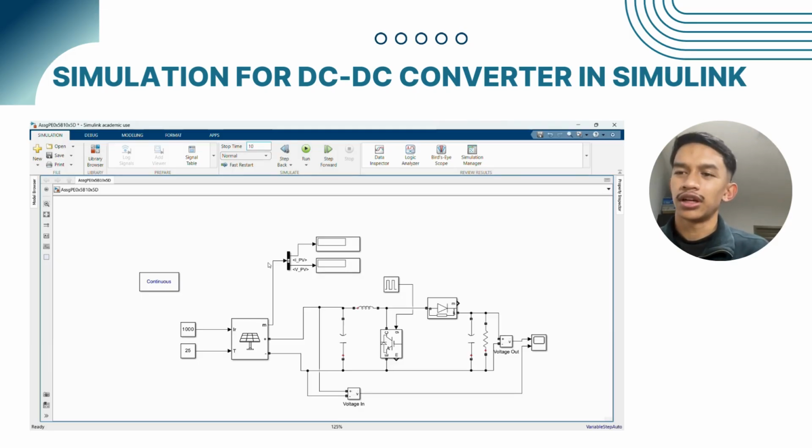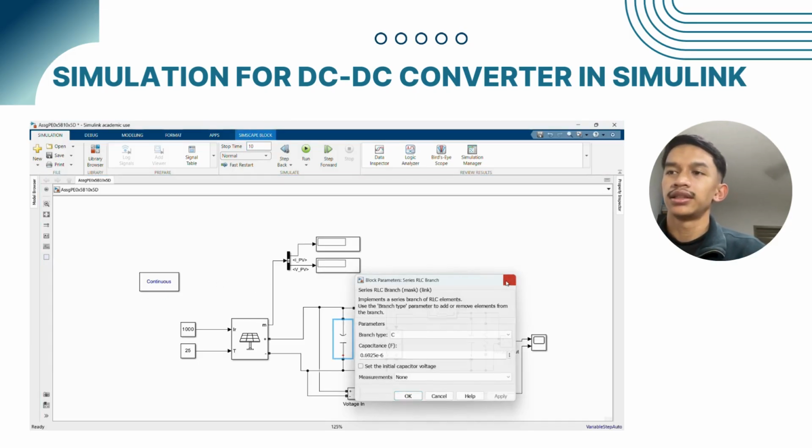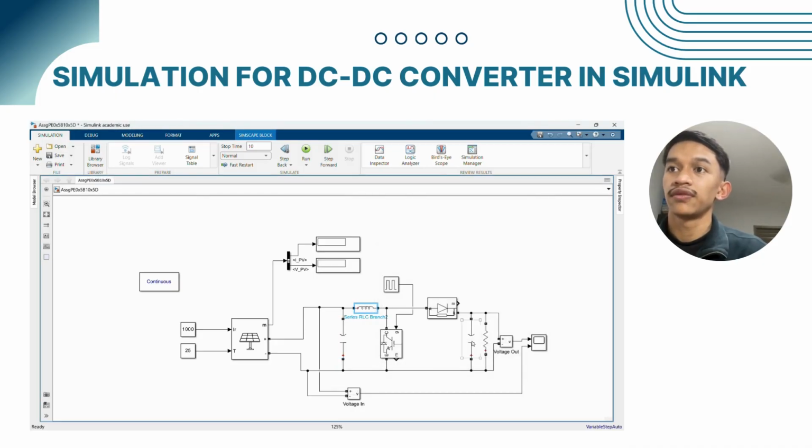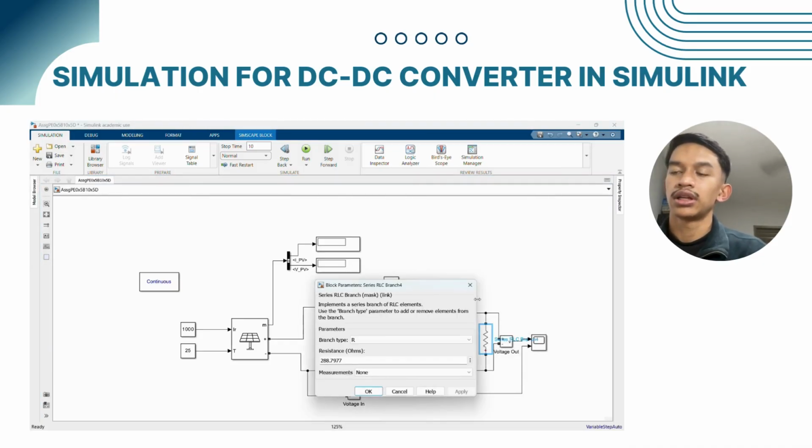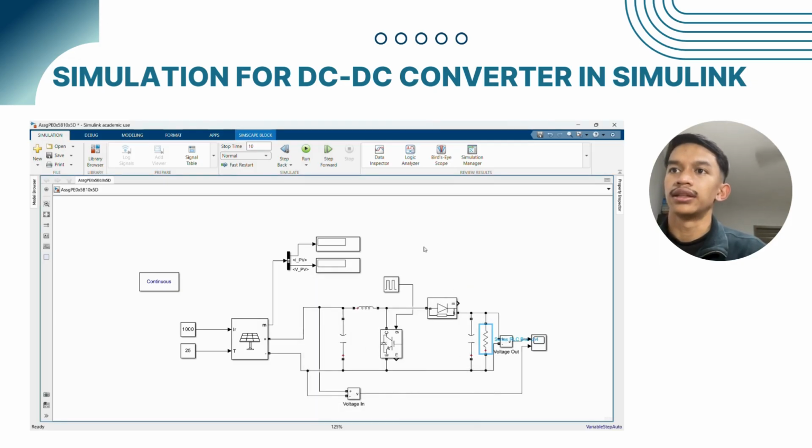Hi, my name is Muhammad Khairul Ilham, and my task is to do the simulation for the DC-DC converter and the overall circuit simulation. In the DC-DC converter, the PV array is set using the calculated values to get an input voltage of around 115.59 volts, and the input current is 1.3158 amperes.